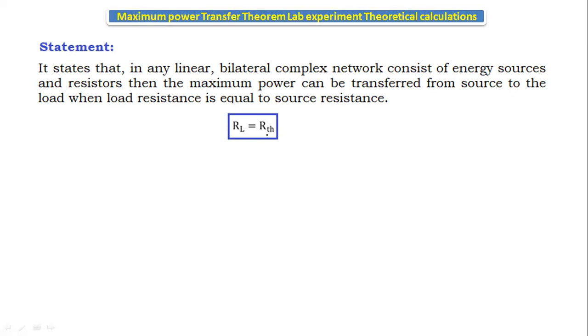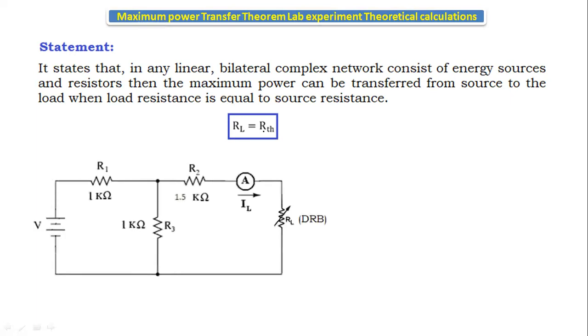Now we will check by doing the theoretical calculations whether the maximum power will transfer or not when these both are equal. If we take the circuit, it looks like this. We are taking one circuit which has one voltage source and three resistors, 1 kilo ohm, 1 kilo ohm and 1.5 kilo ohm, and this is the ammeter.